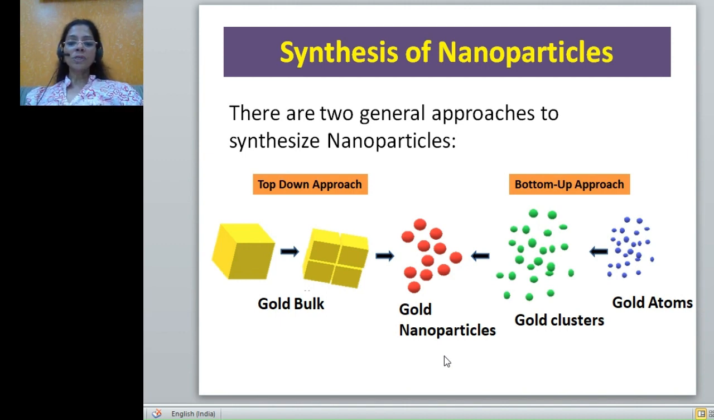The other approach is the bottom up approach, where we start with the atoms, we form the clusters of these gold atoms, and then we reach the nanoparticle size of these clusters. So this approach is called the bottom up approach, and this is in fact the approach which is used in the preparation of the gold nanoparticles in the laboratory.